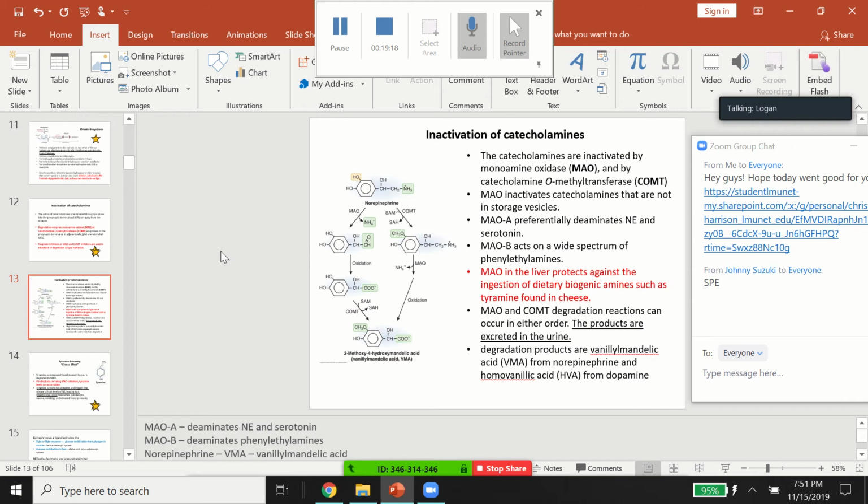Inactivation of catecholamines. This goes a little bit more into detail about MAO and COMT. She didn't really ask much about this in specifics, but she does mention this tyramine thing that's on the next slide, which is pretty important to know. I thought this little point here in red was important for the next slide. MAO in the liver protects against ingestion of dietary biogenic amines, such as tyramine found in cheese. These dietary biogenic amines are not something you want around much.